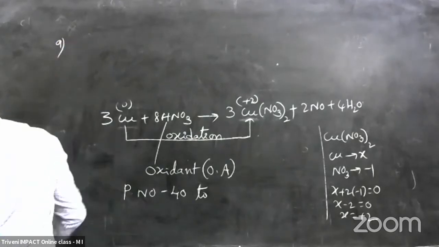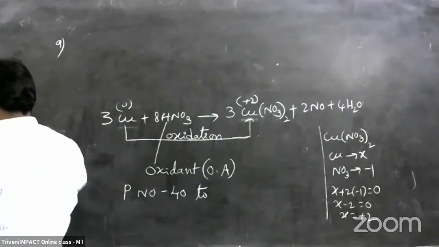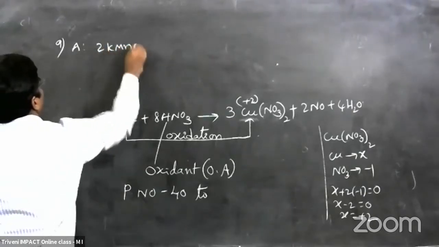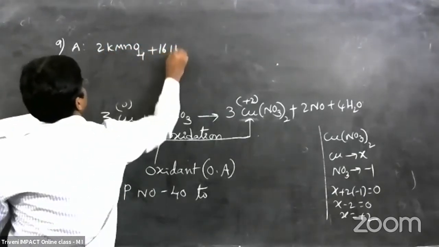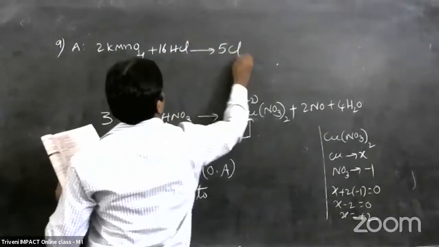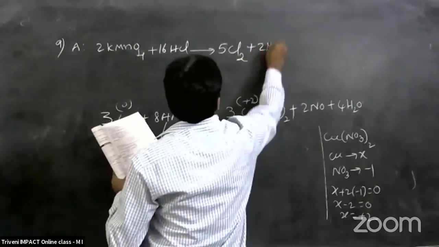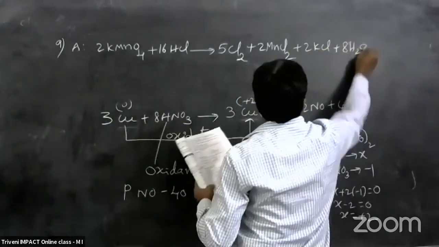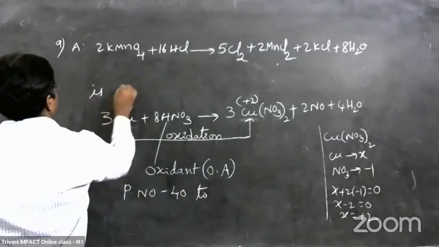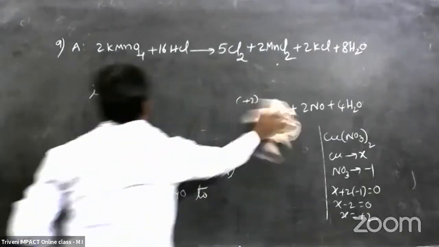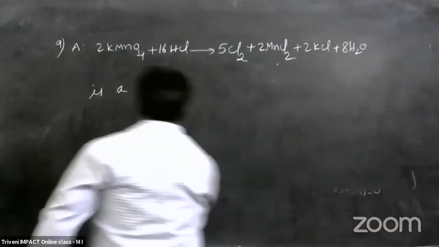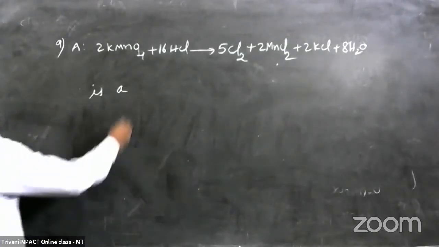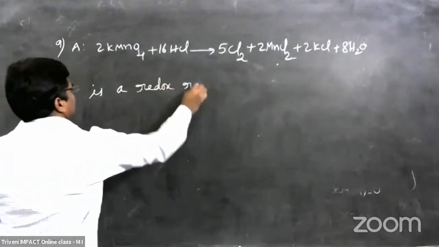Okay, please answer. So all of you see the extension. Ninth question, assertion: 2 KMnO4 plus 16 HCl gives rise to 5 Cl2 plus 2 MnCl2 plus 2 KCl plus 8 H2O is a redox reaction. That is the assertion.